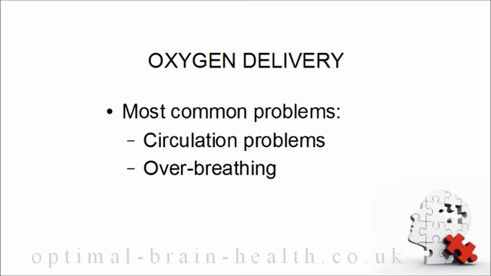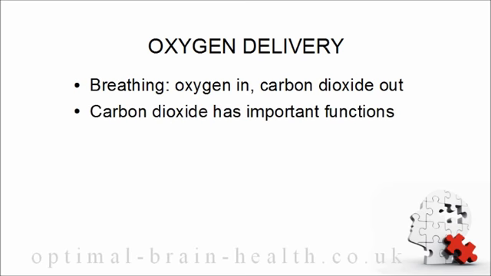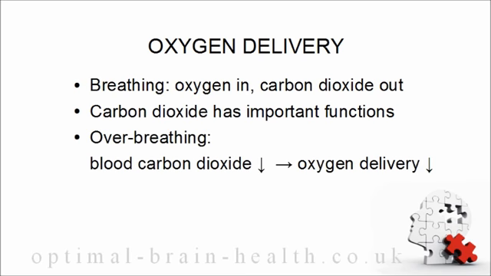So let's take a look at how that can happen. So breathing, as you know, is about taking in oxygen and getting rid of carbon dioxide. So carbon dioxide is essentially a waste product. But as I said earlier, carbon dioxide is not just a waste product. It has important functions, and particularly in the blood, where it controls the pH or acidity. And that's something that the body needs to keep in tight control of. So when you overbreathe, you actually reduce the amount of carbon dioxide dissolved in the blood, and that causes problems.